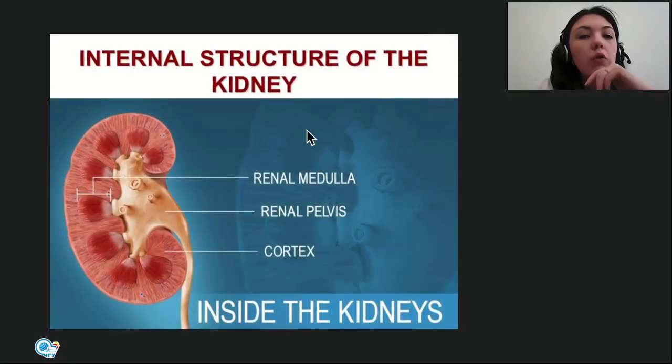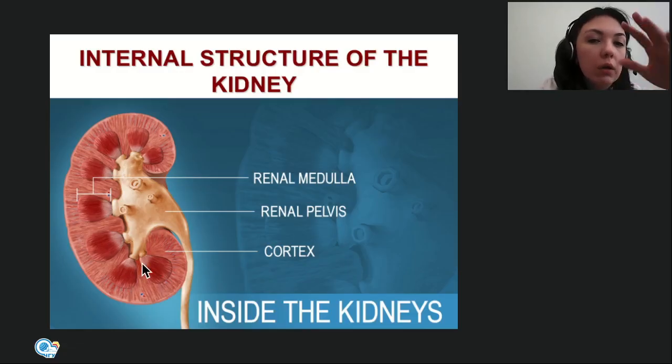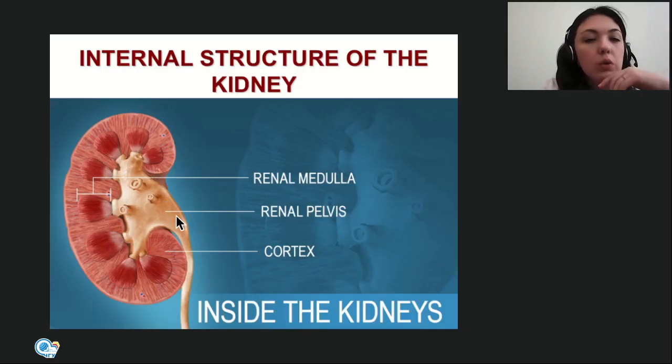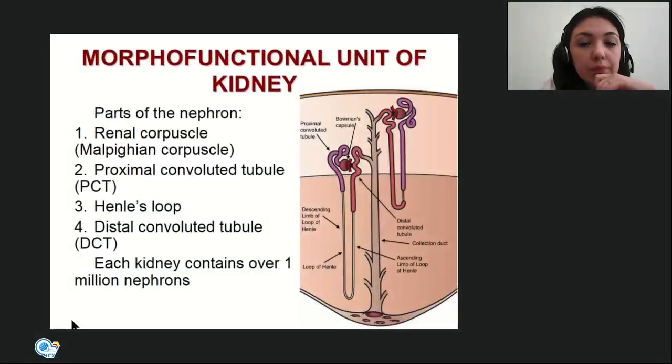Okay, so in the internal structure of the kidney, first, it is a parenchymal organ, and in the parenchyma of the kidney that is located at the periphery, there are two parts: the cortex, the external part, and then in the center there is the medulla. And centrally, even more medially from the parenchyma, there is the renal pelvis. Actually, it is a collecting system of the kidney that includes several structures. We will talk about them later.